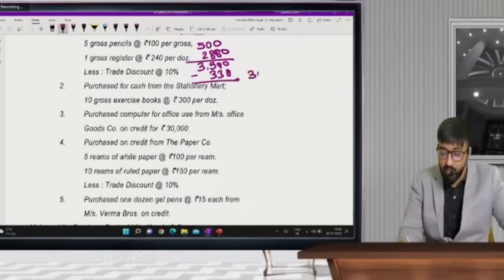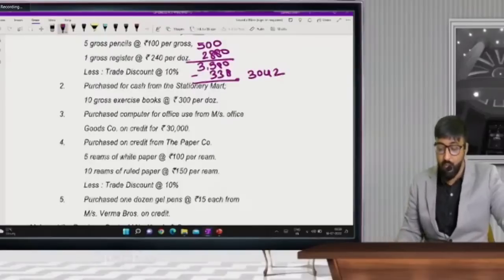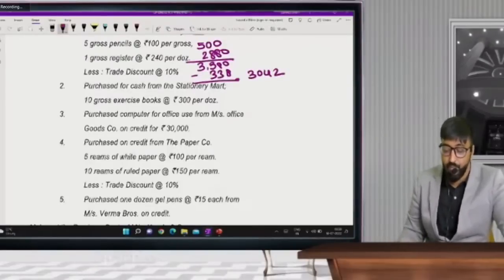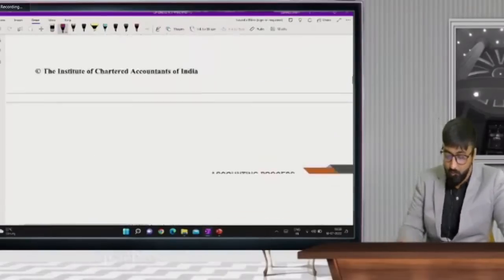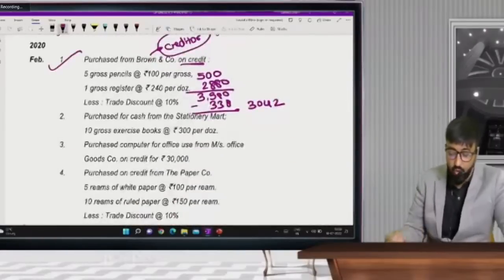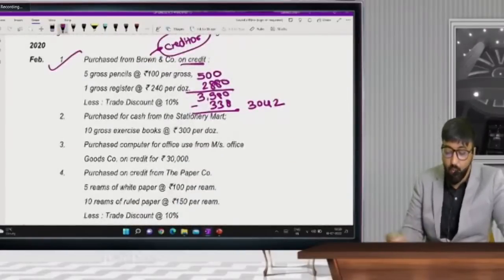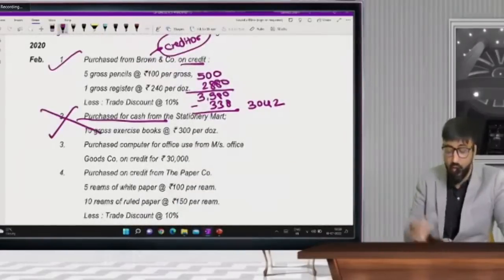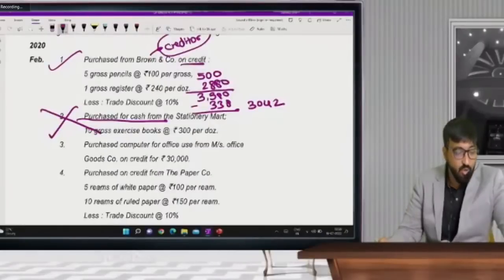And 3042 will be your total amount. So 3042. How to maintain this? That I will tell you. Don't worry. Purchase for cash. Don't record. Purchase for cash. Don't record.